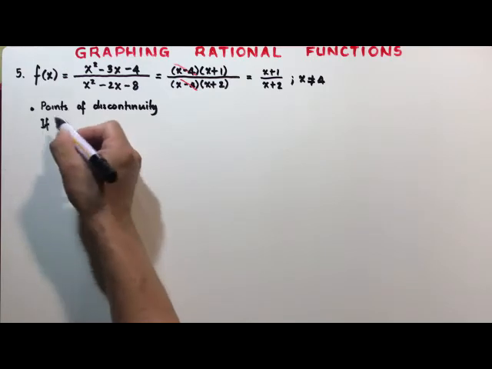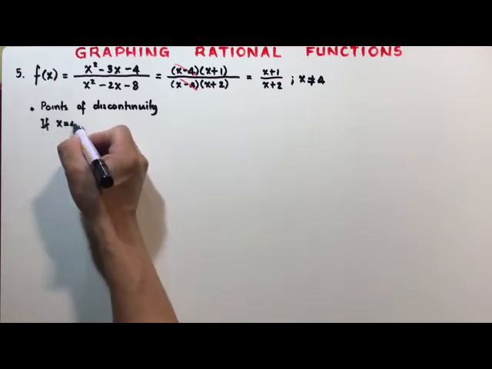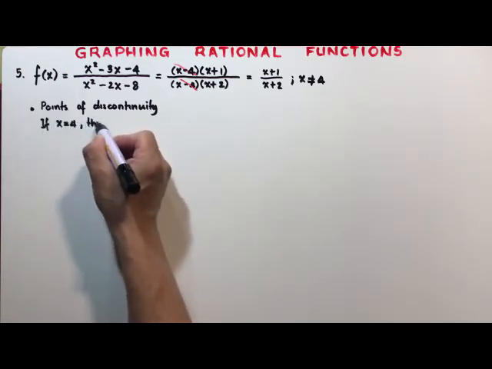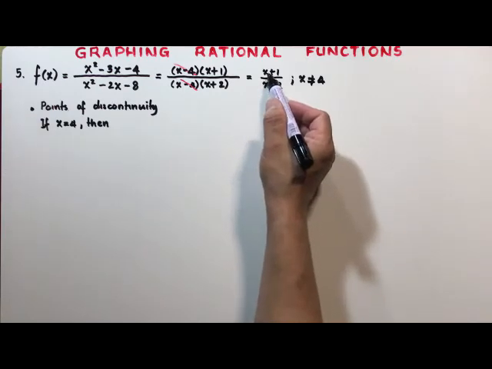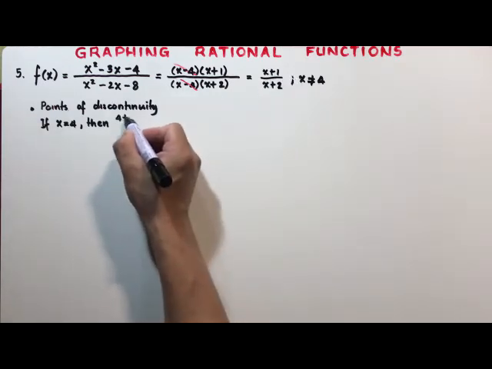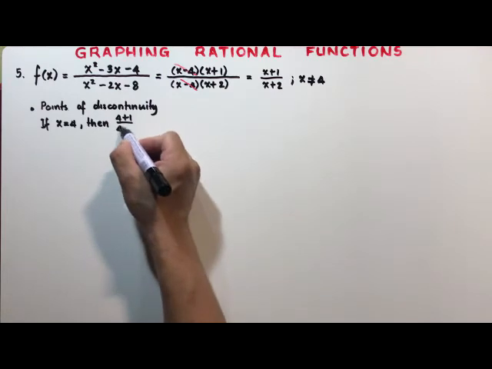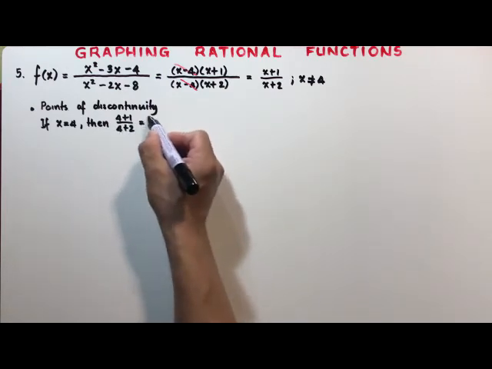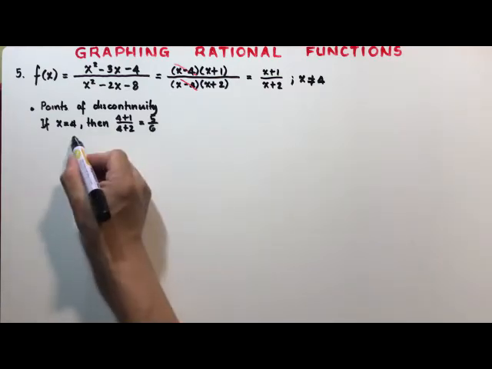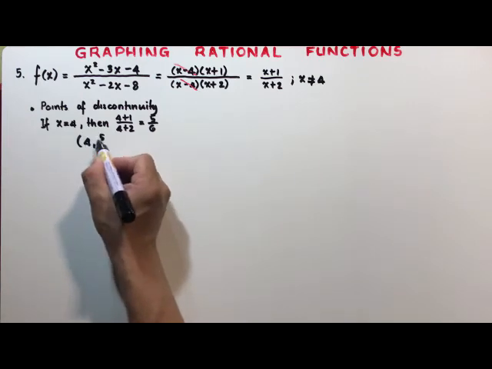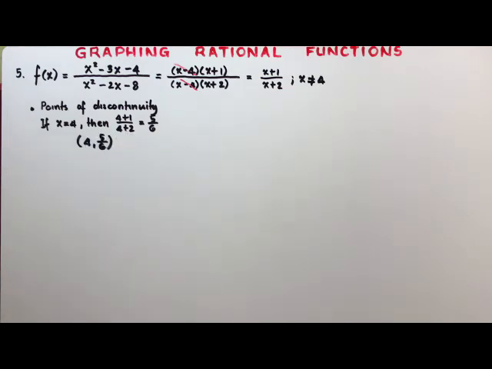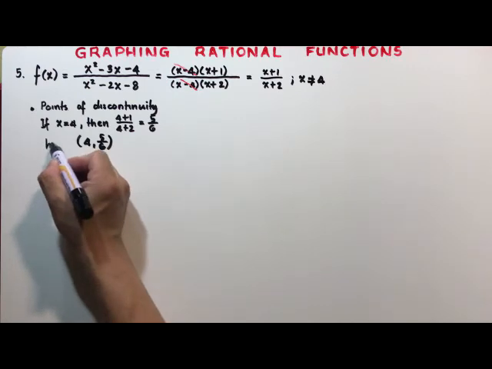So if your x is equal to 4, then if you want to find the y, even though that point is not in the graph, substituting it here, that is 4 plus 1 all over 4 plus 2. So this is equal to 5 over 6. Then therefore, the point of discontinuity is this, (4, 5/6). So this is our hole in the graph.